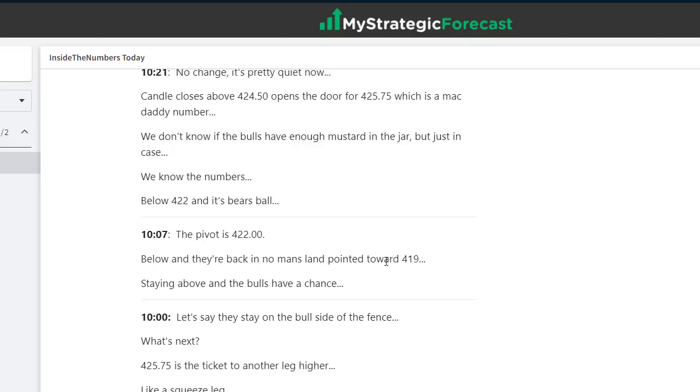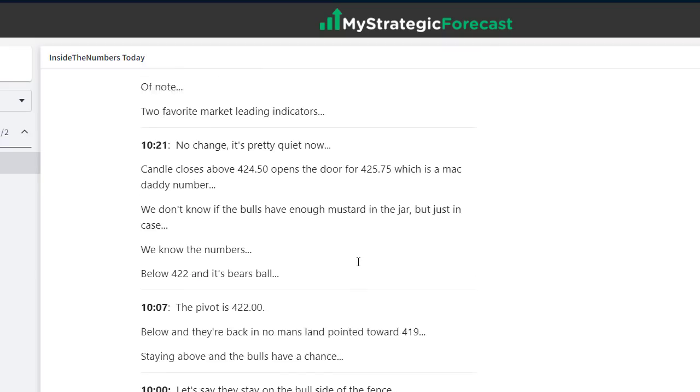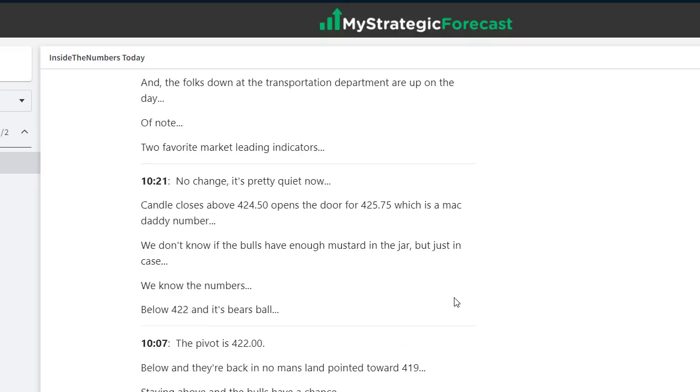The pivot is 422. Back below and they're in no man's land. Then you start talking about 419 again. If they stay above the other stuff, 422.82, the pivot, then you start focusing on the higher stuff.